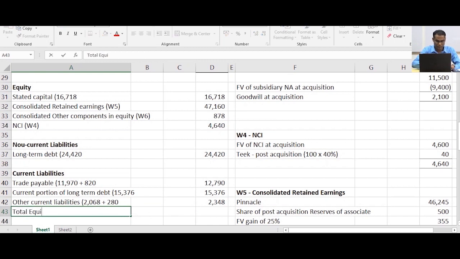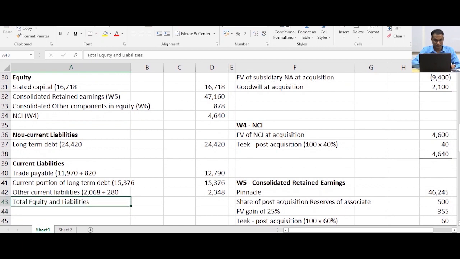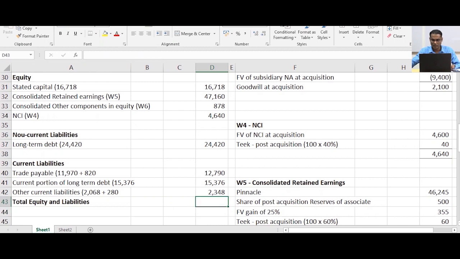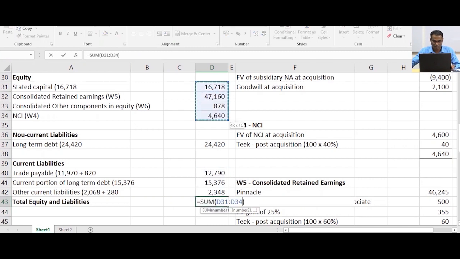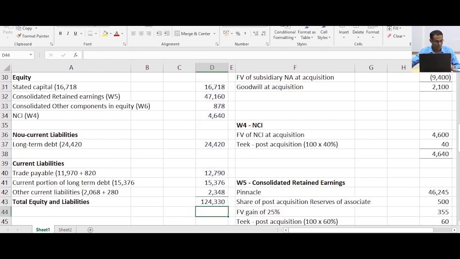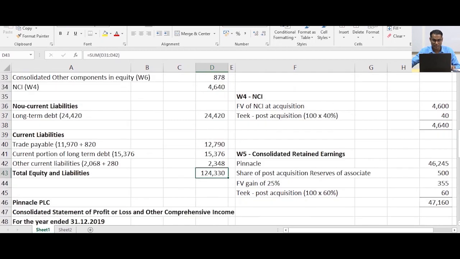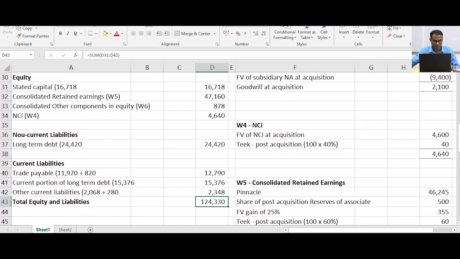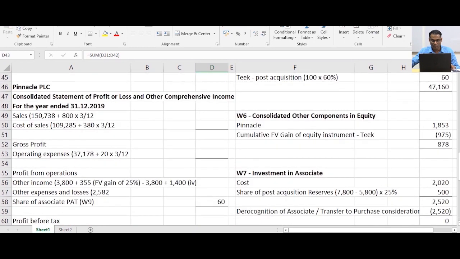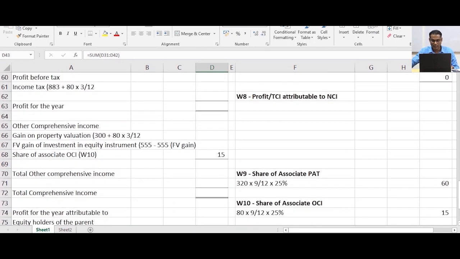Then I can take total equity and liabilities. How much? Take the total equity from here, total equity and total non-current liabilities and total current liabilities: 124,330. You see the balance sheet, or the statement of financial position, is balanced. 124,330. Now what we need to complete is only the income statement.